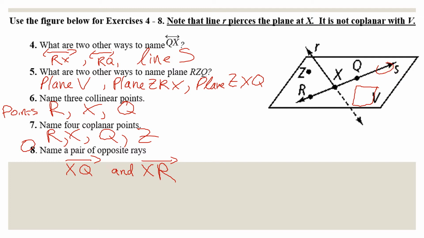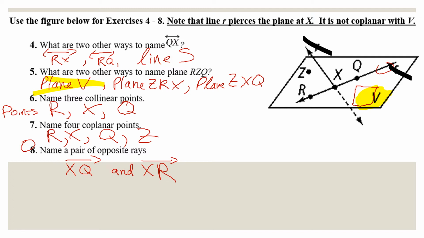Number 5, what are two other ways to name plane RSQ? Again, in class or in the video notes, if we don't have a point by that V, that means it is there to name the whole entire plane. So that is why we use this answer here, plane V. We can also name it using any of the other points on or in the plane. We cannot use these guys here because they're lowercase and they are not a point. They name those specific lines. So check your answers with that. If you have a question on that, just let me know.